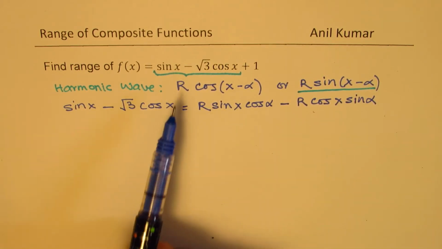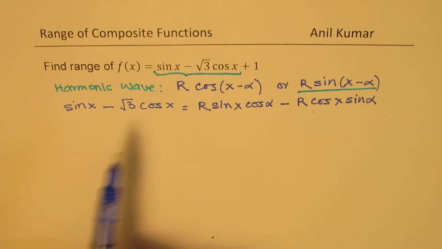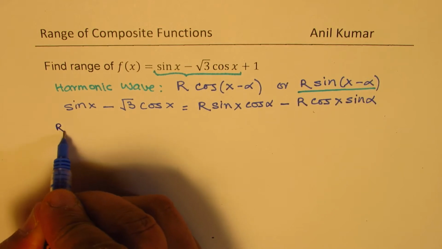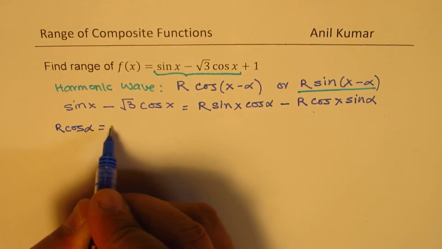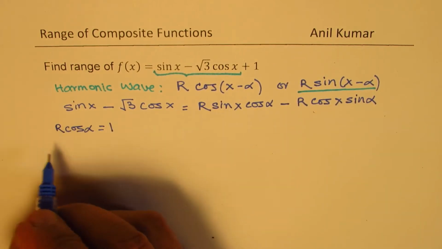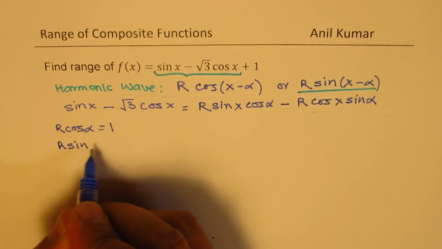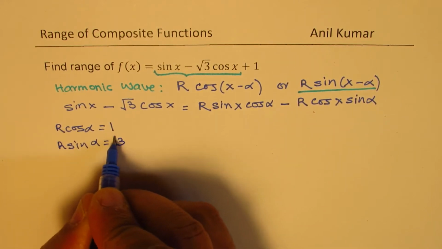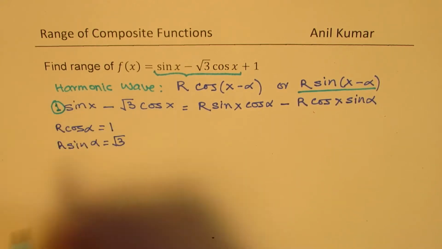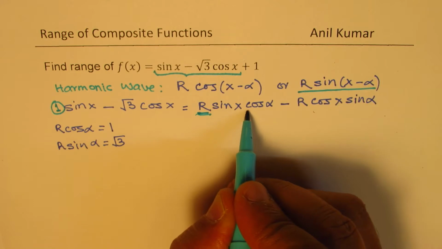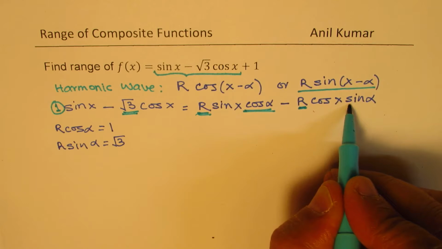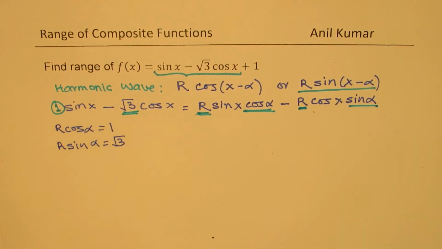Now if you look into the equation, we can say that r cos alpha should be equal to 1, right? So we can say that r cos alpha equals 1 and r sine alpha is equal to square root 3. Correct? So we equated this 1 with r cos alpha, right? And this square root 3 with r sine alpha. Do you see that relation?